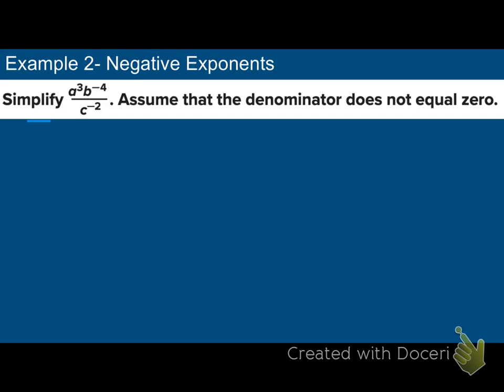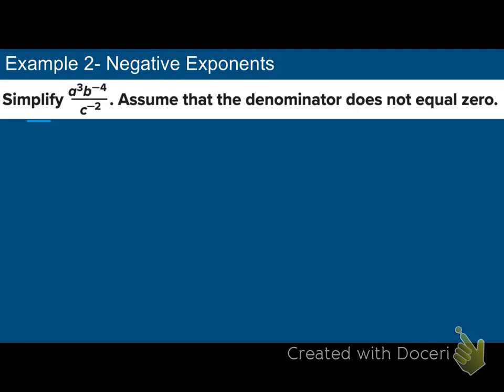In order to make negative exponents positive, I change the positions in the fraction of the things with negative exponents. If I have a negative exponent in the numerator, it has to move to the denominator. If I have a negative exponent in the denominator, it needs to move to the numerator. So, what things are moving here? C to the negative 2nd. It's in the denominator, so it's moving to the numerator. Is that the only thing with the negative exponent? No. B to the negative 4th is in the numerator, so it's moving to the denominator.